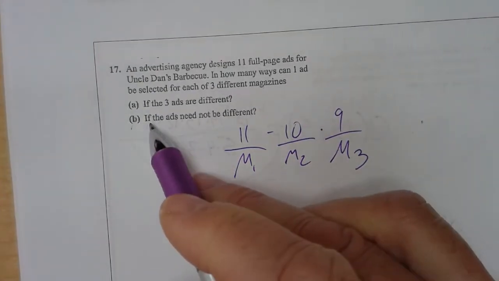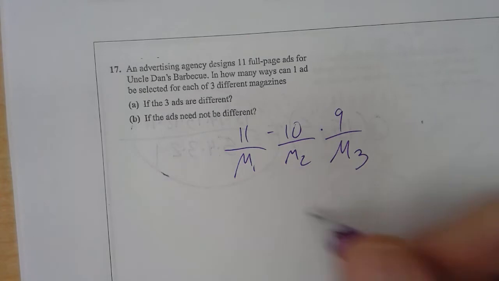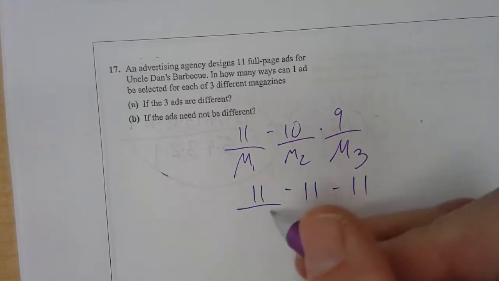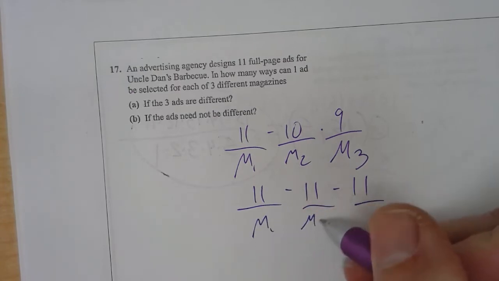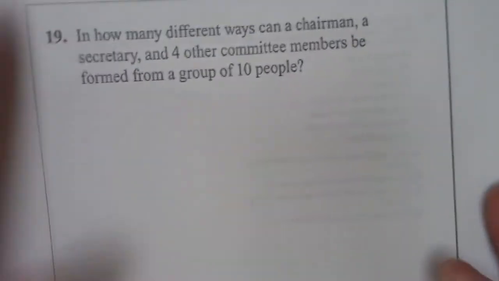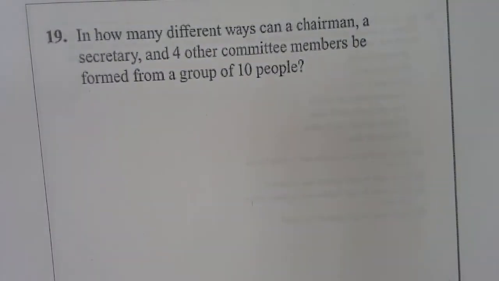If the ads need not be different, then it would just be 11, 11, and 11 for magazine 1, magazine 2, magazine 3. Then you multiply those together, get your answer. I'm not doing the actual multiplication because you can do that on your own.